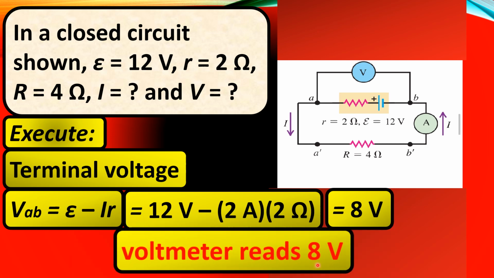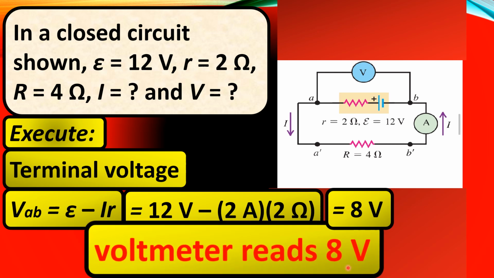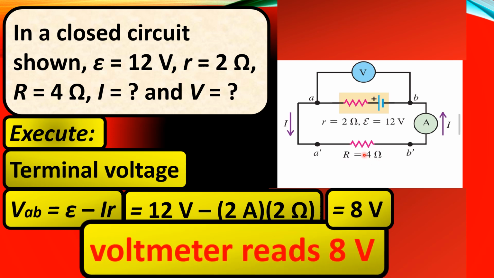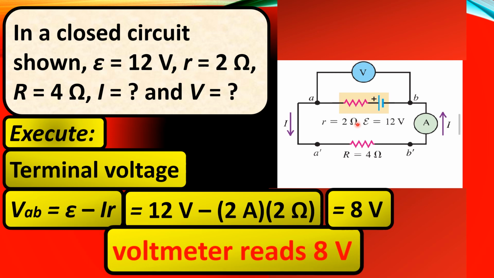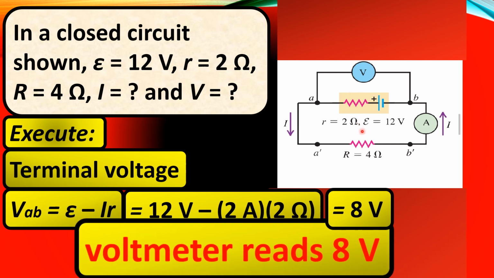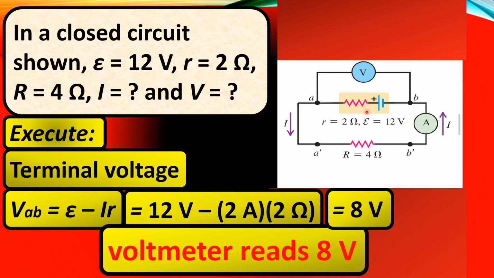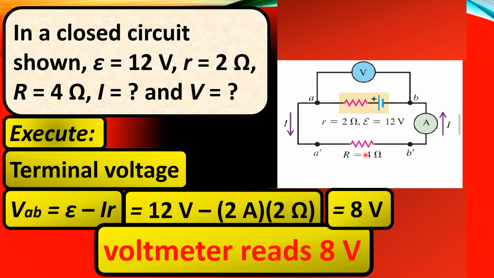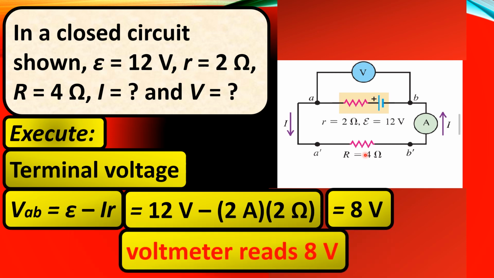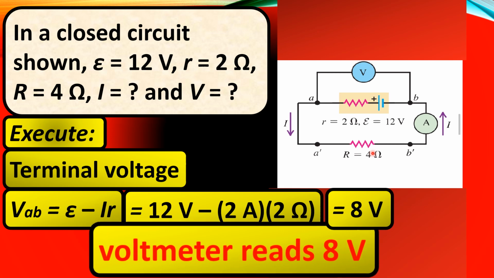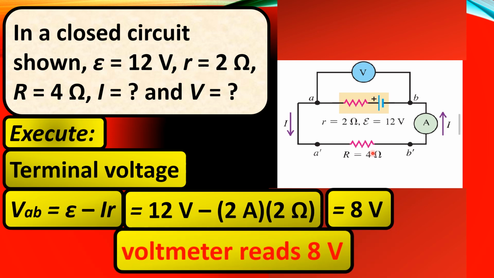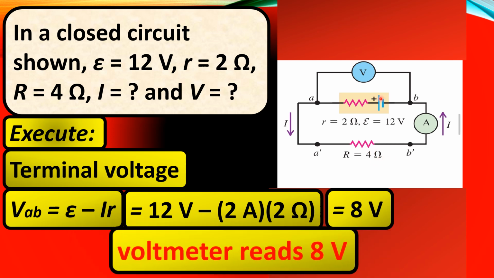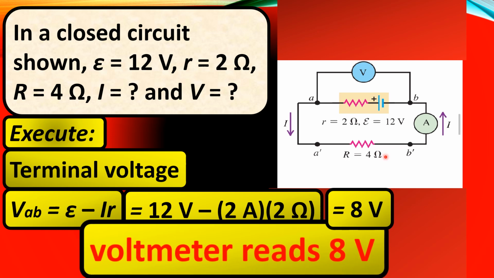We say that this terminal voltage of 8 volts is also the voltage across the big R, because you will notice that the voltmeter, the battery, and the external resistor big R are in fact connected parallel to one another, where conceptually we say that the voltage across each of them is just the same.